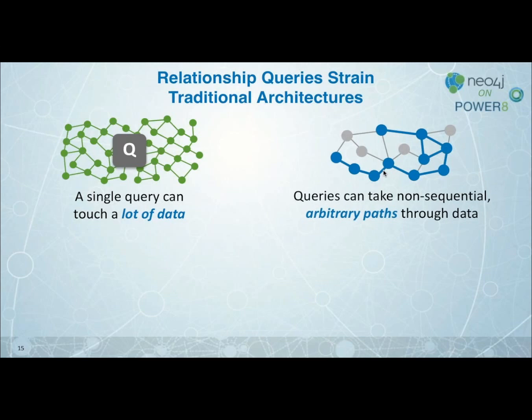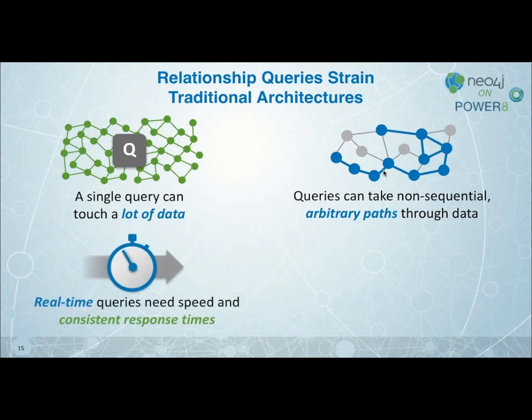The second is that queries can take non-sequential arbitrary paths through data. This is a fancy way of saying it can hop around all over the place and do lots of random I/O. So if I go back to that picture you saw on the bottom right, where today's I/O subsystem, like IBM CAPI Flash, for instance, is super well optimized for lots of random hops, you can start to see how these two things would go well hand in hand. Another one is that when you're running real-time queries, not only do you need your response times to be very fast, you need them to be very consistent.